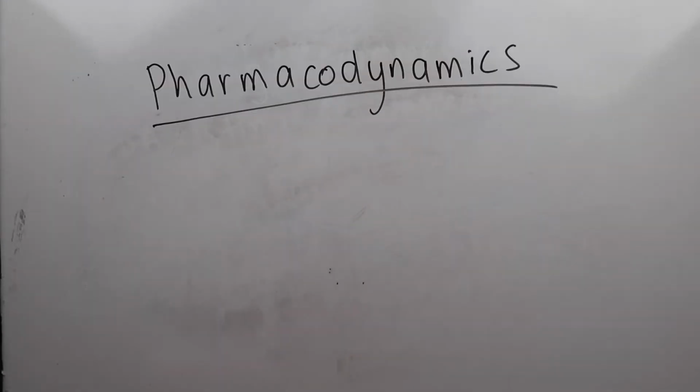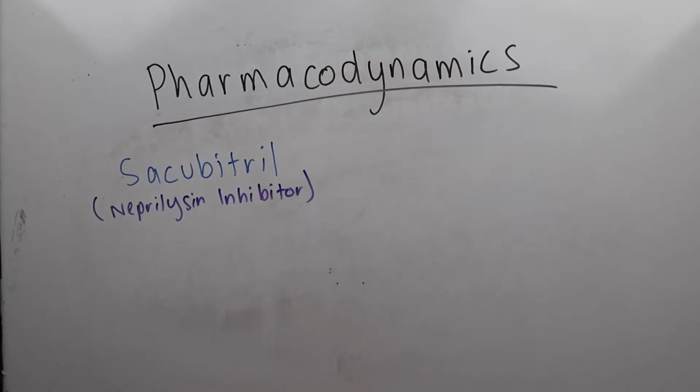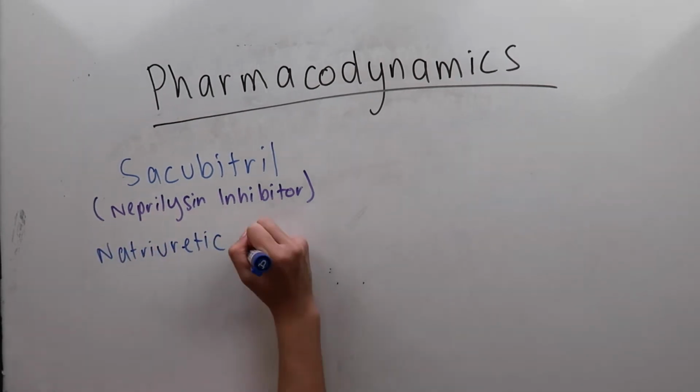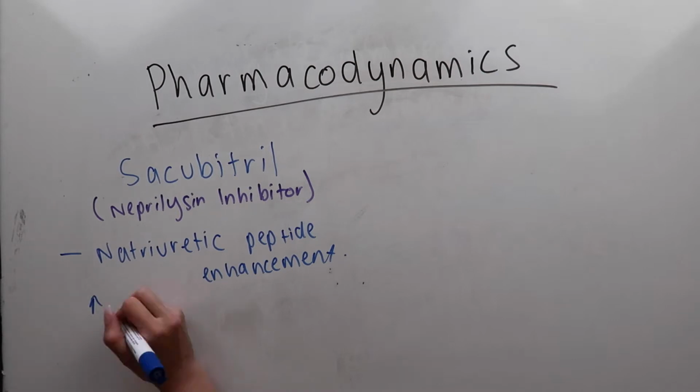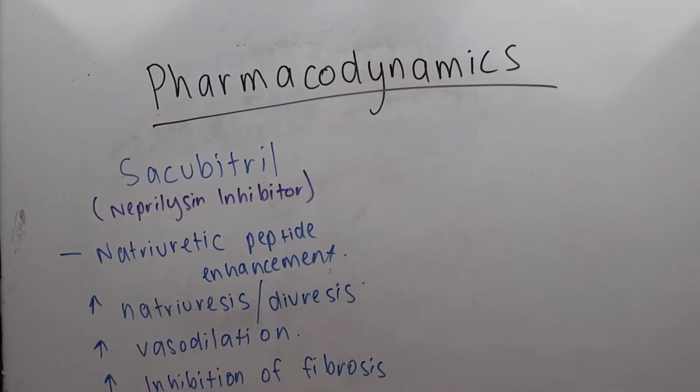The pharmacodynamics of Entresto. Sacubitril is an antihypertensive drug, but in recent studies, it is now being used as medication for heart failure. It inhibits neprilysin by enhancing natriuretic peptides through increasing natriuresis. Sacubitril works by increasing proteins in the body that widen the blood vessels to help lower blood pressure by reducing sodium levels.